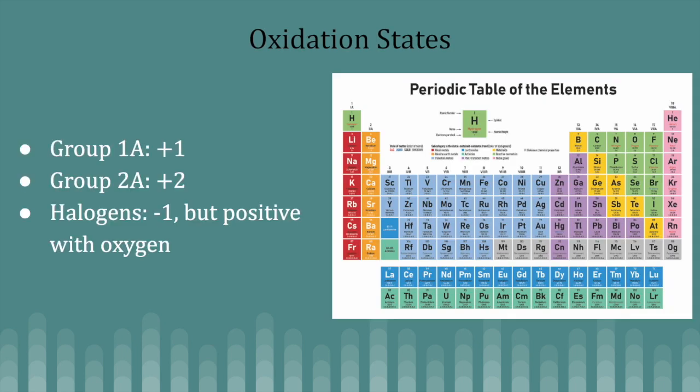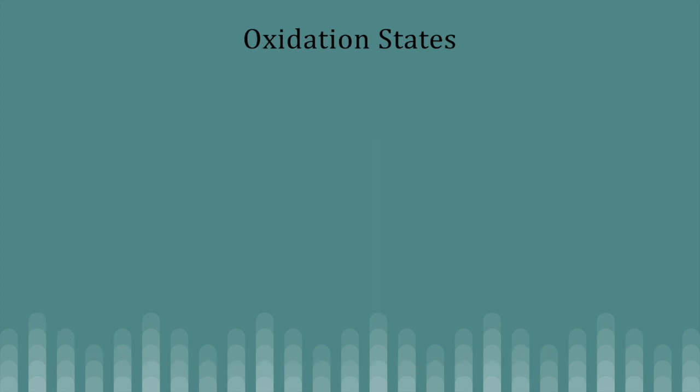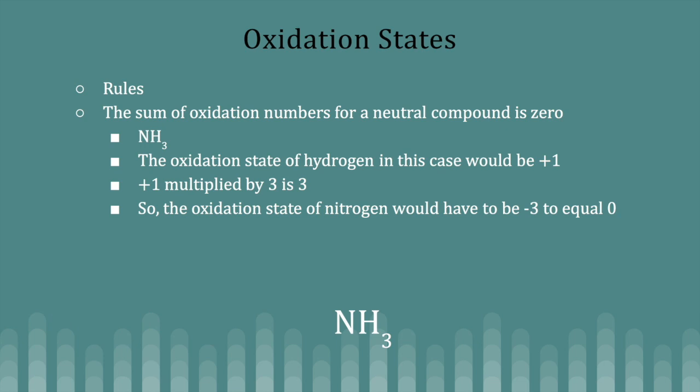For the other species in the periodic table, for group 1A, which is here, it's +1. For group 2A, which is here, it's +2. And for halogens, it's -1, but positive with oxygen, and those are here. Now there are rules to how we apply the oxidation states to each compound. The sum of oxidation numbers for a neutral compound is 0.